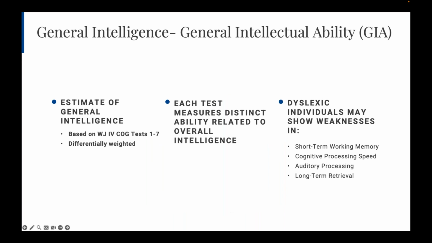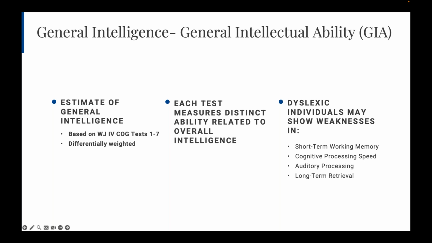So firstly speaking, we can think about general intelligence. General intelligence is an area that may be intact for individuals who are suspected of having dyslexia. And when we think about the WJ4, we have the general intellectual ability, intellectual composite, that's based on tests 1 through 7. Now, one thing I will call out about this particular composite is that it's based on a differential weighting. So each of those 7 tests contribute differently to the GIA score.